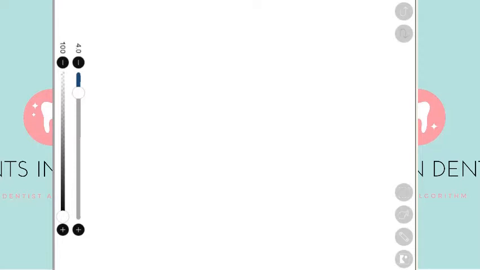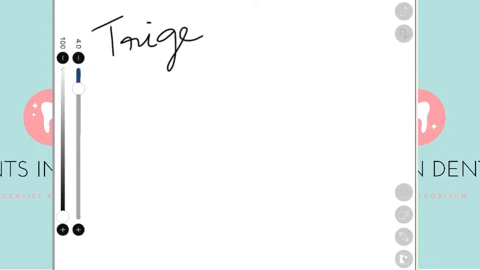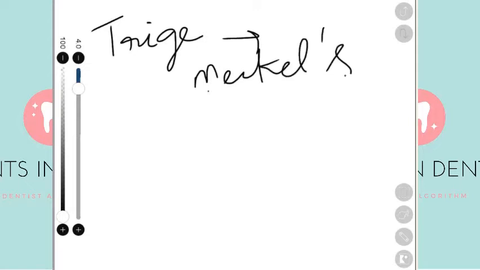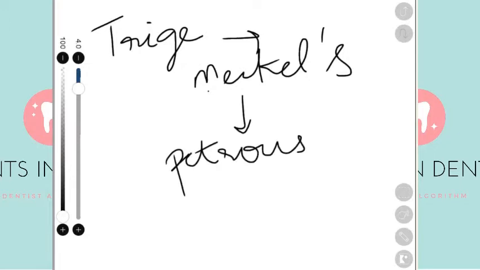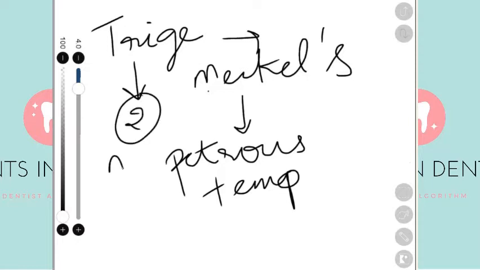It arises from a ganglion called the trigeminal ganglion. The trigeminal ganglion is situated in the Meckel's cave or Meckel's cavity, which is seen in the petrous part of your temporal bone. And this ganglion has two roots, a motor root and a sensory root. Our maxillary nerve arises from the sensory root.